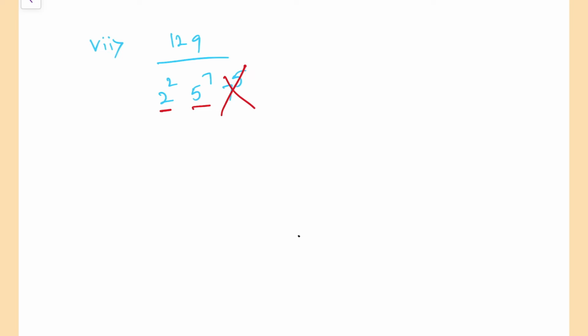Before going to the conclusion, I need to check whether any cancellation or simplification is possible or not. In the denominator we have extra number 7, right? And in the numerator we have 129. Let us check whether in 7 table 129 will come or not. Of course it won't come. So no simplification or no cancellation is possible. That 7 will remain like that only in the denominator. So now I can say that the denominator is not in the form of 2 power n into 5 power m. So it has non-terminating recurring decimal.